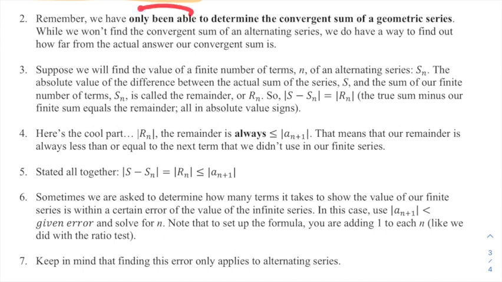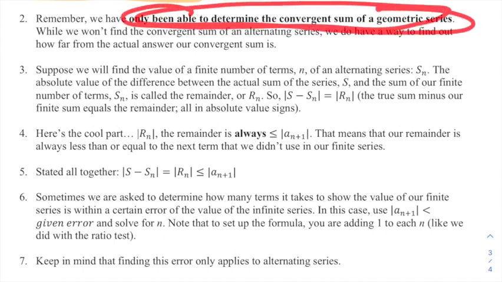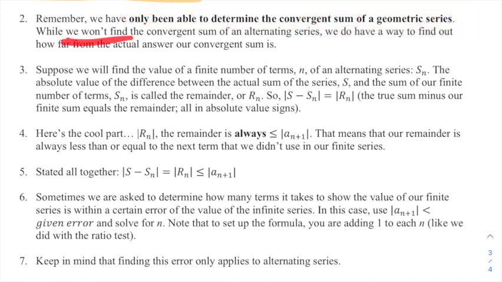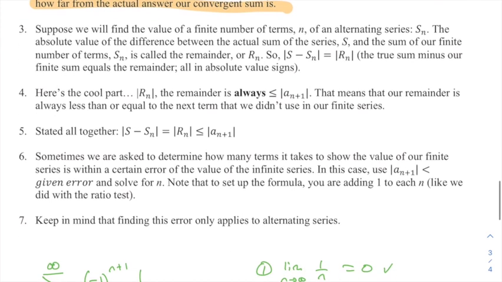Okay, remember, I've been saying it on probably just about every video: we've only been able to determine the convergent sum of a geometric series. That's the only one we can actually find out what it adds up to. Now, that sounds like we're going to find it on this next one, but we're not. While we won't find the convergent sum of an alternating series, that's kind of sad, we do have a way to find out how far from the actual answer our convergent sum is. So this is interesting, because we still might not know what the actual convergent number is, but we can know that we're close to it. We can know how close, within a range.